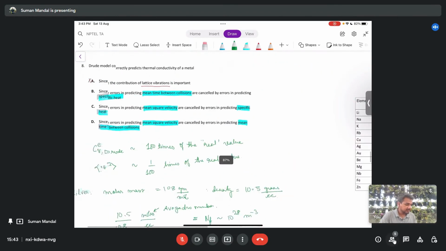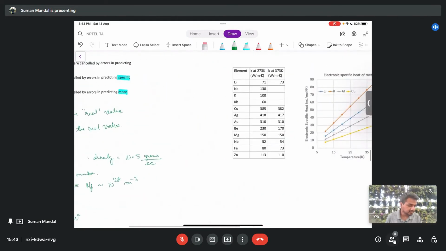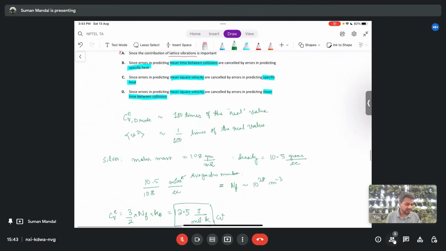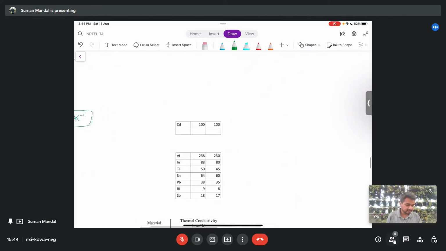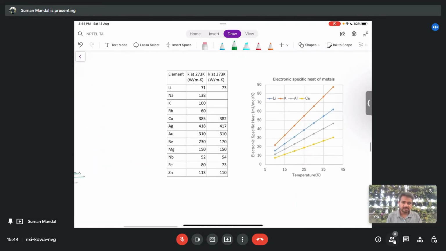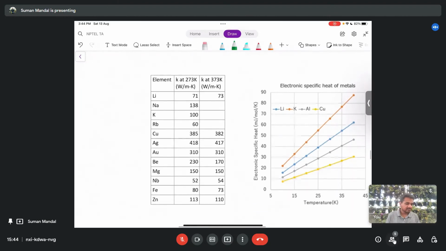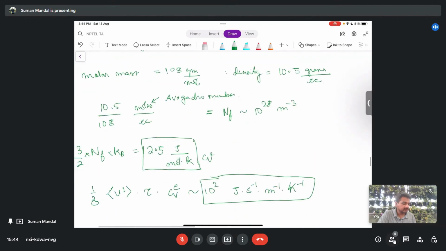So if we compare with the literature values, the actual values, we see that the thermal conductivity we predicted to be around 100, right? And if you compare with the values of different elements, we see that it is close to that 100 value. For lithium, we have 71. For sodium, we have 138. For gold, we have 300. For silver, we have 400. So it is the same order. So the assumption somehow led to the correct values of the conductivity. Our K values are correct.